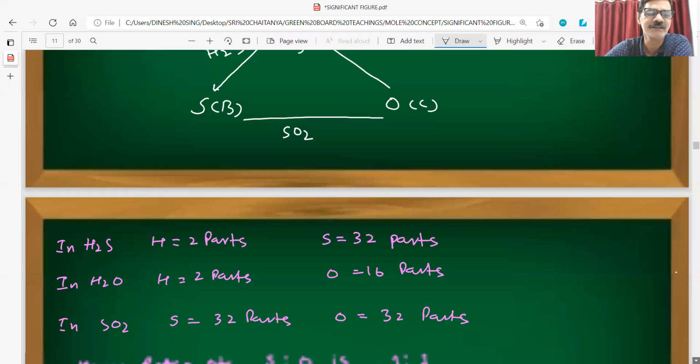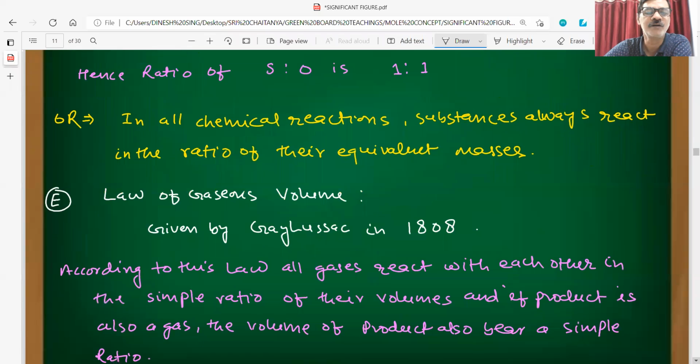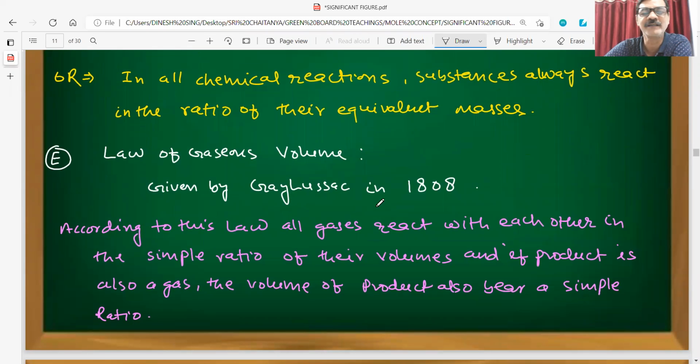After that, the next law is the law of gaseous volumes. This law was given by Gay-Lussac in 1808. According to this law, all gases react with each other in a simple ratio of their volumes. And if the product is also a gas, the volume of the product also bears a simple ratio. That is, the volumes at a particular temperature and pressure bear a simple ratio for reactants, and the product will also bear a simple ratio.